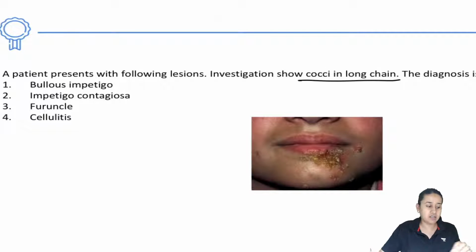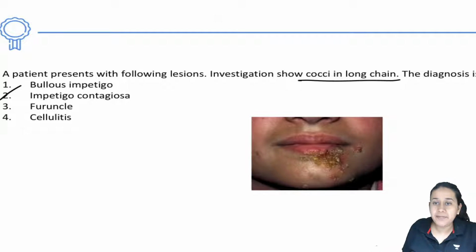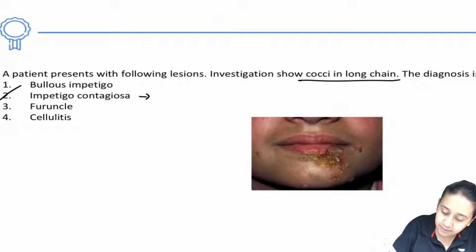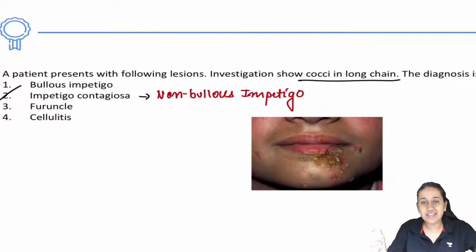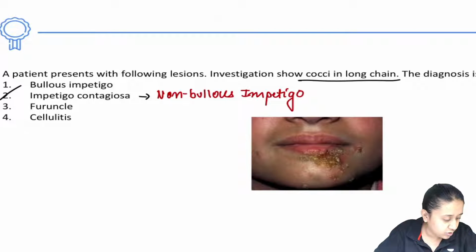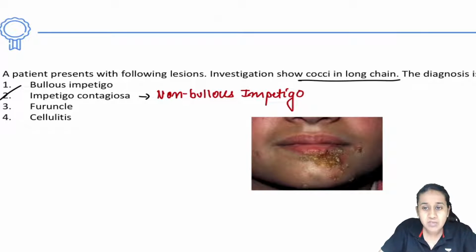The correct answer of this question is impetigo contagiosa, which is nothing but another name for non-bullous impetigo. Nothing but another example of non-bullous impetigo. Clear, everyone?